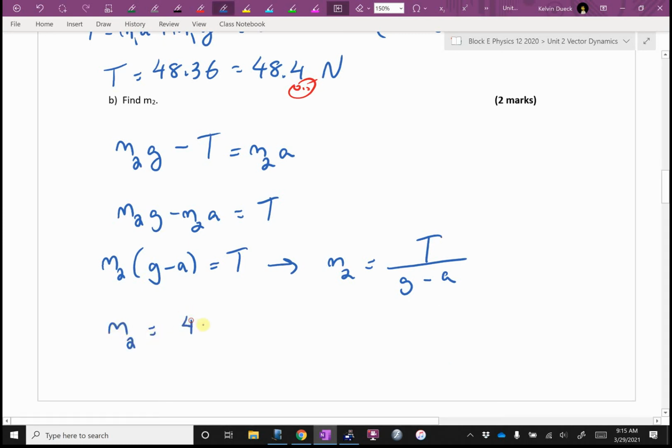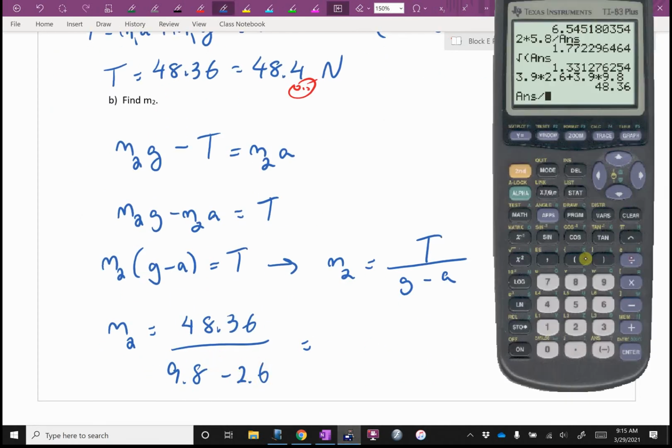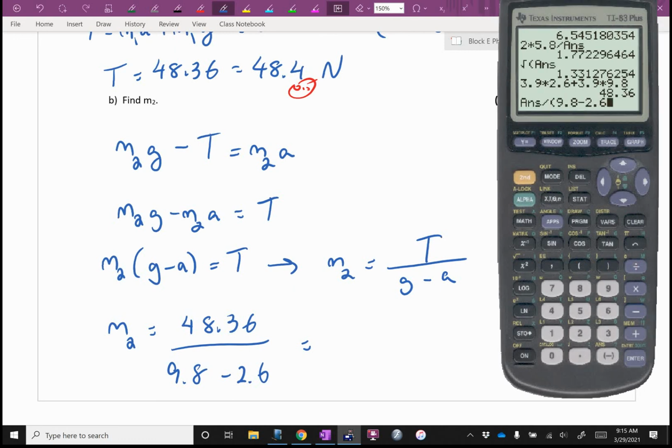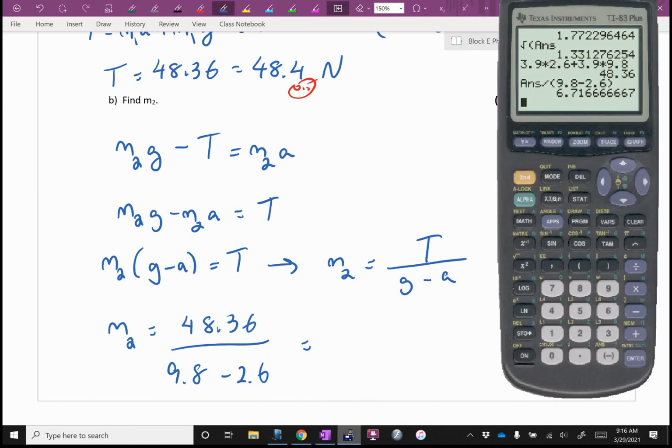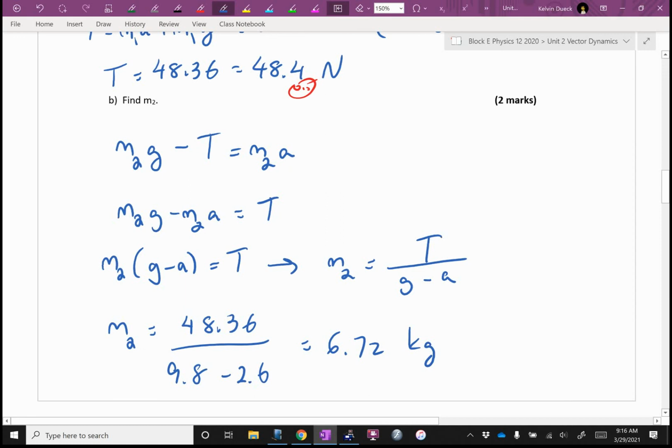M2 is going to be 48.36 all over 9.8 take away, what was A? 2.6. Do you get 6.2? Sorry, 6.72. That's it, 6.72, yes? 6.72 kilograms. So 2 out of 2 for that. Otherwise, I would give you a half mark for that, half mark for getting the M2 by itself, and a half mark for the answer.